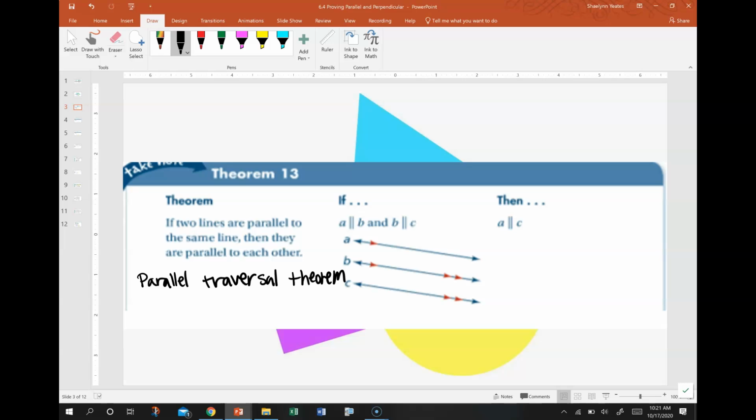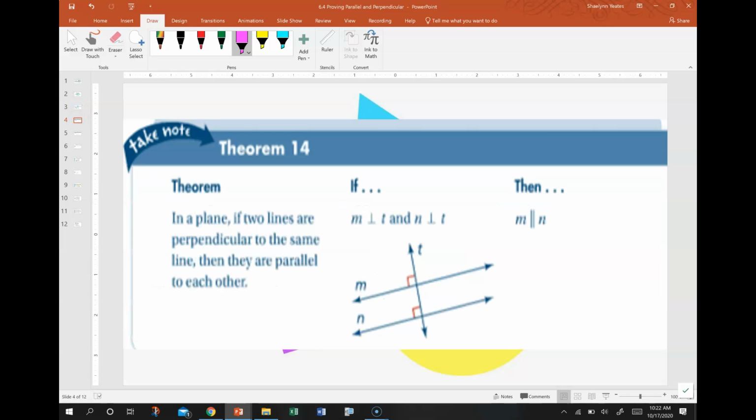So it's saying that if A is parallel to B, and B is parallel to C, then we can say that A is parallel to C. Which makes sense to us. We're like, well, duh, if they're all parallel to each other, then yes. Does that make sense? Okay. So, let's go over another one. So that's my parallel transversal theorem.